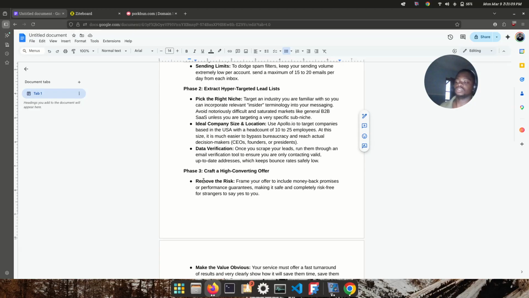Then this is the actual thing you are selling. This is the actual copy that you are writing. Frame your offer to include money back promises and performance guarantees, making it safe and completely risk-free for strangers to say yes to you. Now, this depends where you are.